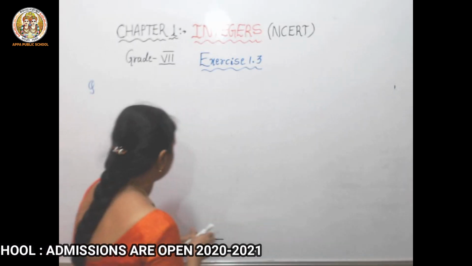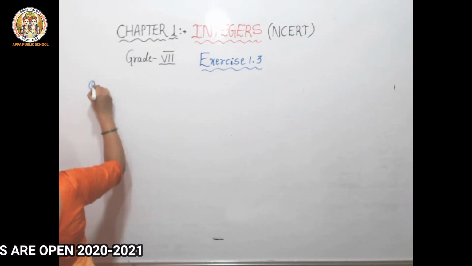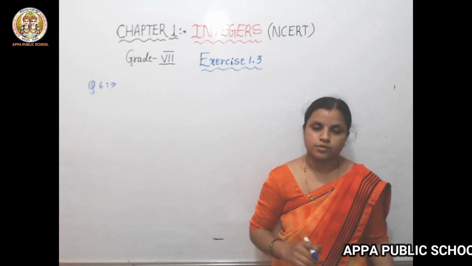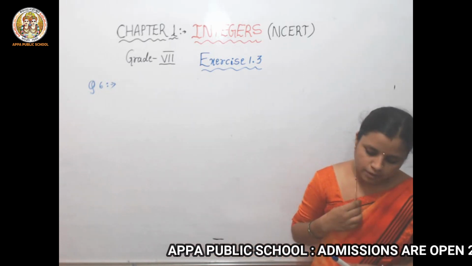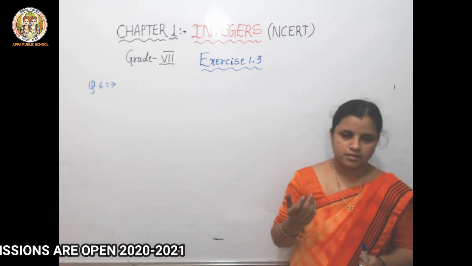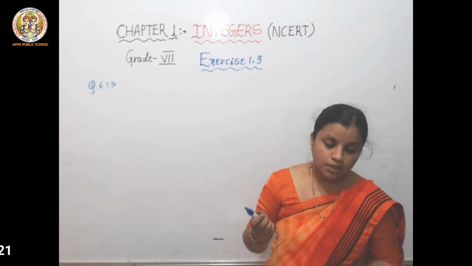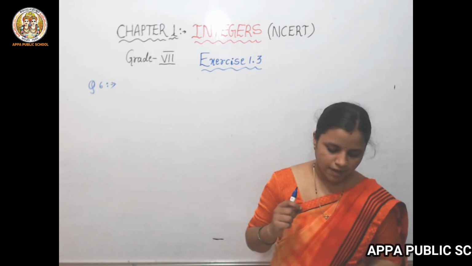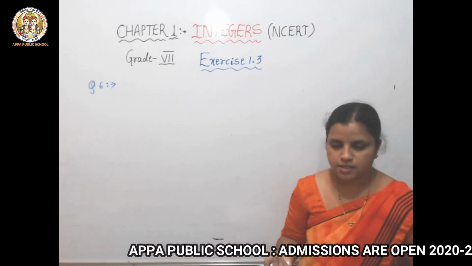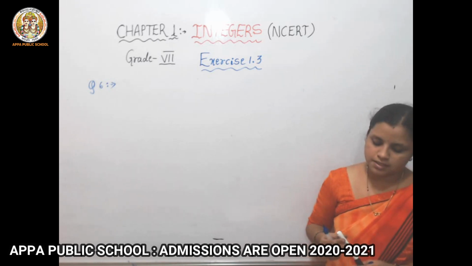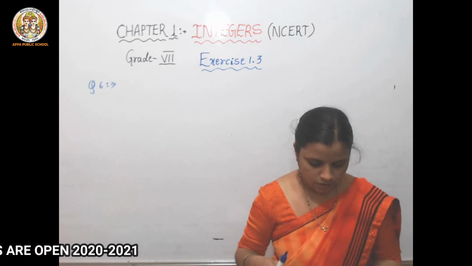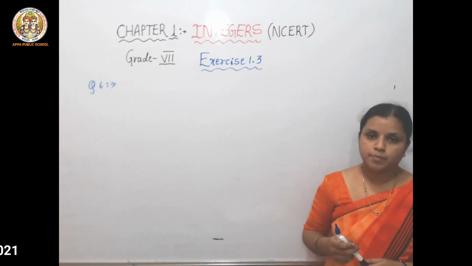Question number 6. I'll read the question. A certain freezing process requires that room temperature be lowered from 40 degrees Celsius at a rate of 5 degrees Celsius every hour. What will be the room temperature 10 hours after the process begins?